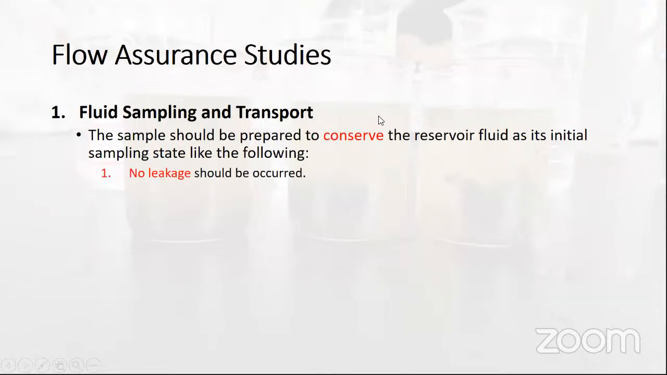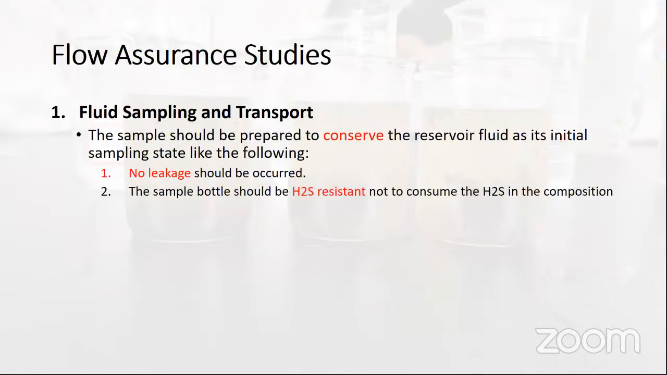By taking into consideration that no leaking will occur after sampling and until its delivery to the laboratory. Also, in some cases, when we have H2S and CO2, we should use sample bottles that are resistant to H2S and other corrosive components. Because if we don't use this type of sample bottle, the H2S and the CO2 will react with the metal of the sample bottle, and finally the composition of the fluid in this sample bottle won't be representative of the reservoir fluid. It will underestimate the corrosion effect of the reservoir fluid.